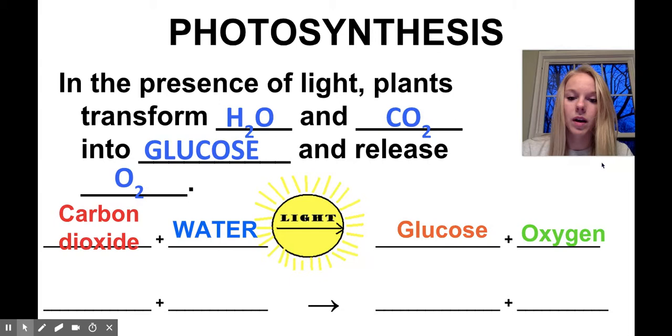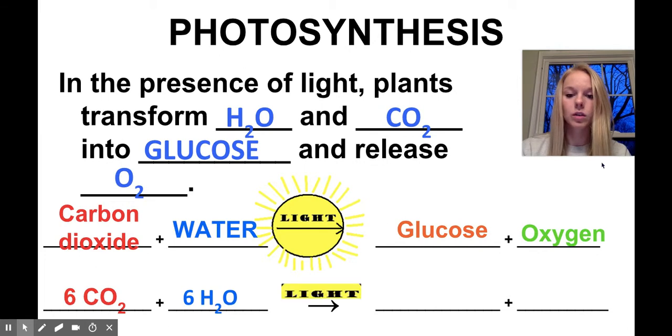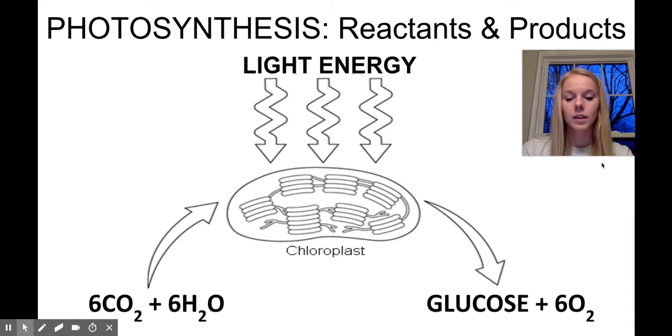Photosynthesis is the process autotrophs use in the presence of light to transform H2O and CO2 into glucose and release oxygen. Be sure you understand the common name and the molecular formula. For example, you need to know both glucose and C6H12O6.